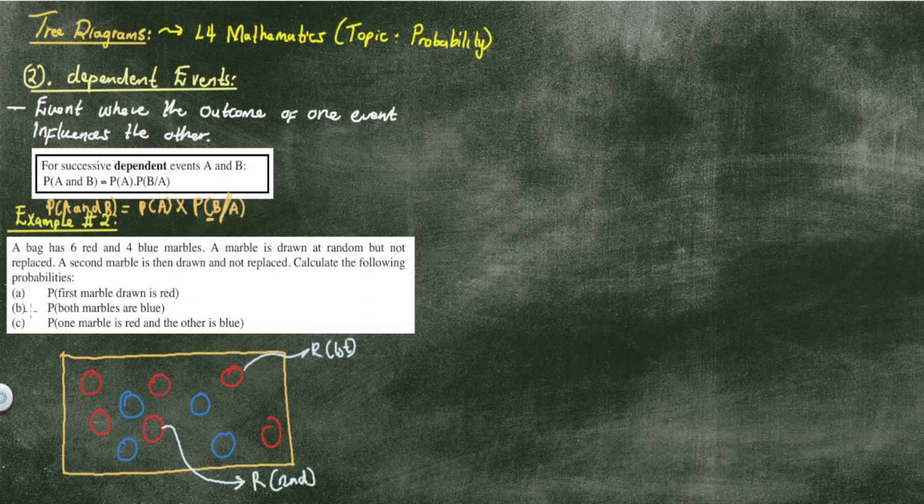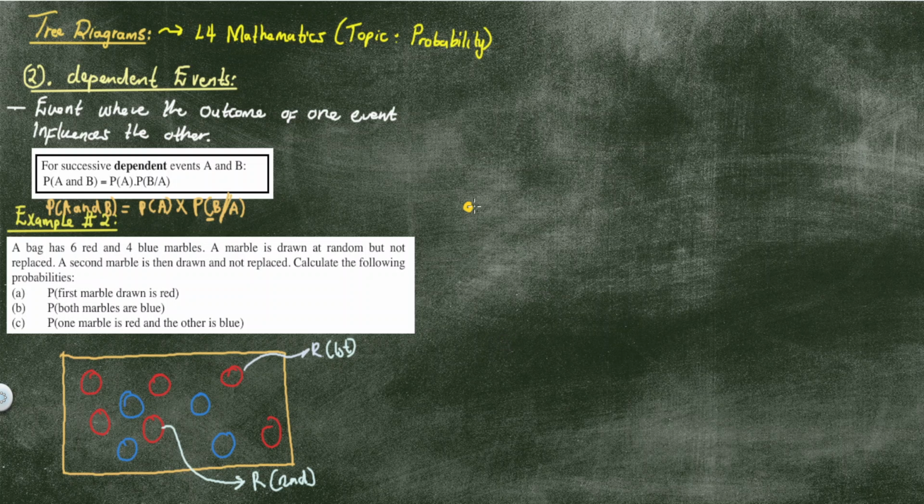Before we can even answer these questions, what is the first thing we do? We have to prepare an event diagram. Let's do that. There are 2 events taking place. It's 2 draws. For the first event, we take out a marble without replacing it. For the second event, I'm taking out another marble without replacing it. So those are the 2 events.